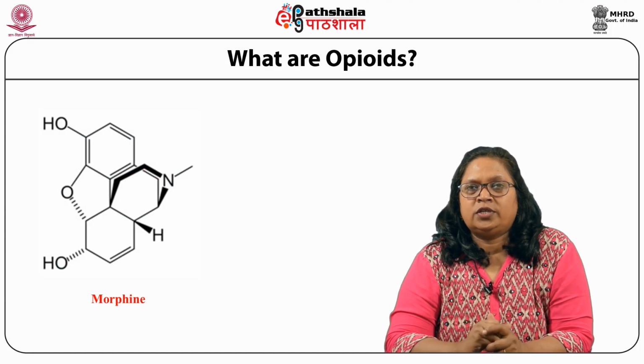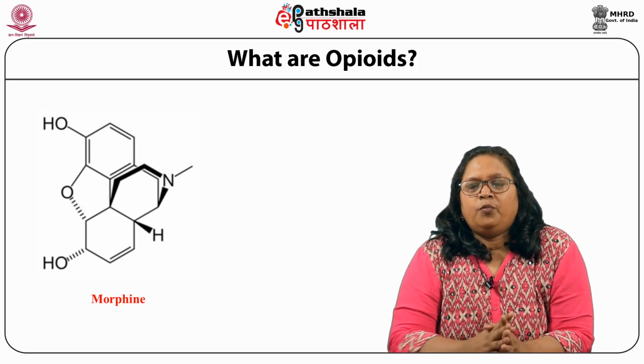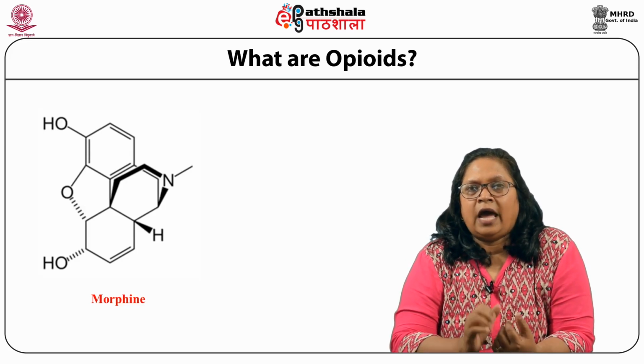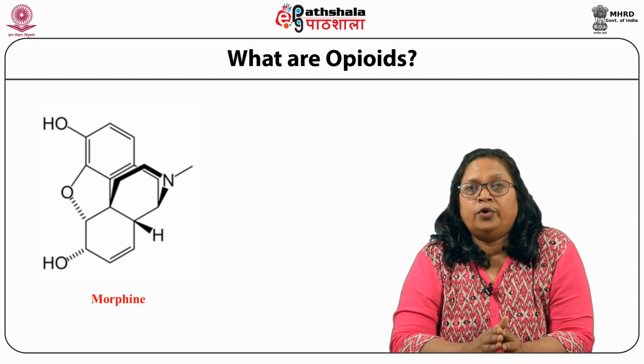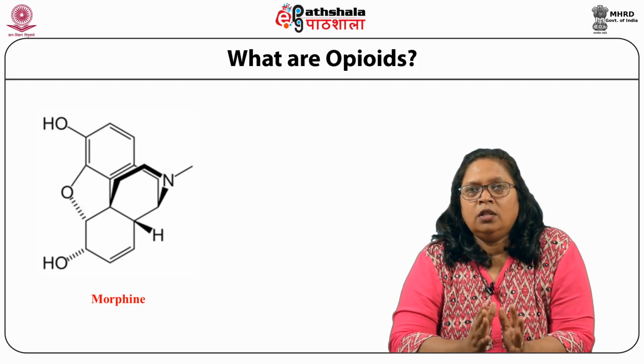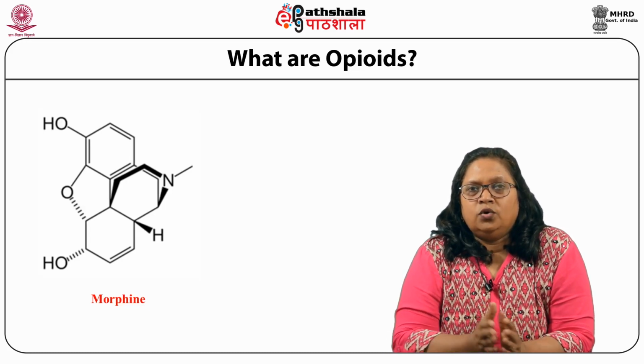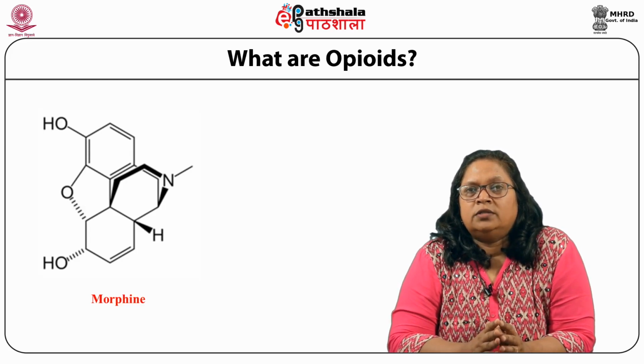As you can see, this is the structure of morphine. Morphine is one of the most important and most sought-after opioids. Opioid is a class of drug that acts primarily on the body's opioid receptors. There are four different kinds of opioid receptors: mu, kappa, sigma and delta, and all these opioid peptides or opioid molecules act on these receptors. Most opioid receptors are found in the central nervous system as well as in the gastrointestinal tract.